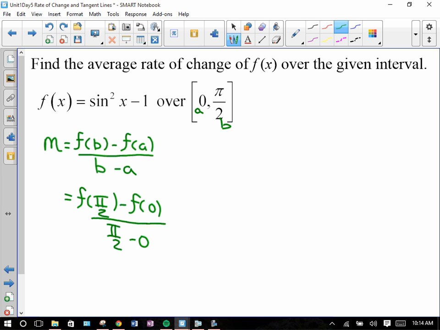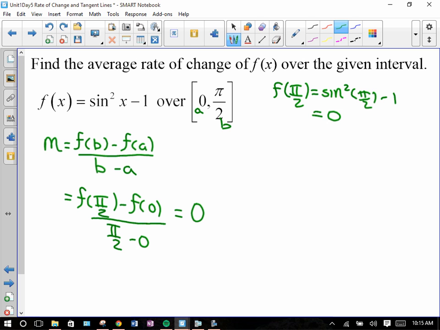So, f of pi over 2, I'm going to do this off to the side, is equal to sine squared pi over 2 minus 1. What is sine squared of pi over 2? We got to figure that out. Well, we know sine of pi over 2 is 1. So 1 squared would be 1. So 1 minus 1 would be 0. So f of pi over 2 is equal to 0.